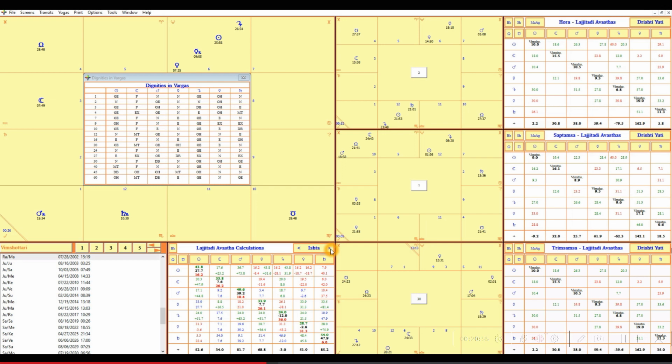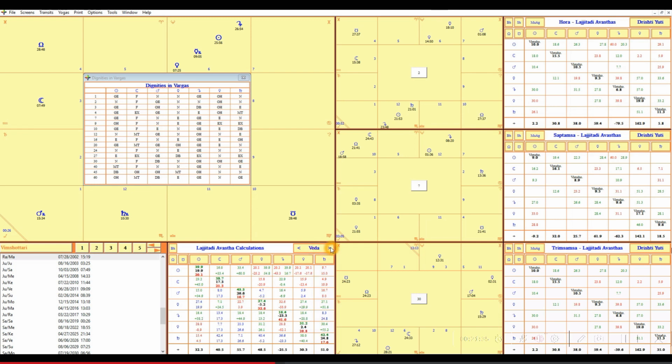Then we have a lot of other values. We have the Ishta. Ishta is a mix of Uchabala and Cheshtabala. Uchabala is how close the planet is to its deep exaltation point. Cheshtabala is basically when a planet's closest to the Earth and retrograde. It's always retrograde when closest to the Earth. Its Cheshta is the highest. And when it's set behind the sun in combustion, it's furthest from the Earth, and that's when its Cheshtabala is the lowest. Ishta is when we average the Cheshtabala and Uchabala.